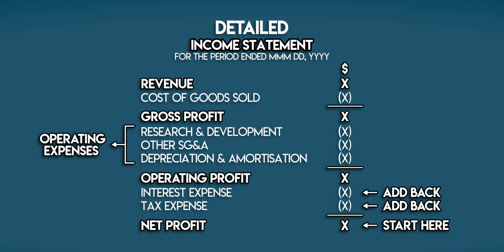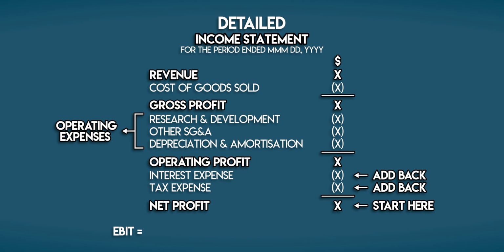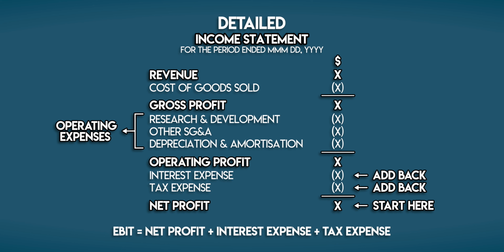Interest and tax. Interest expenses are the cost of borrowing money. It's a non-operating cost, so it sits below operating profit. And tax expenses are what the business reckons it owes to the local tax authority for this accounting period. So we can calculate EBIT, earnings before interest and taxes, by taking a business's net profit and adding back the interest and tax expenses. This is our formula, and we'll come back to it in the example.